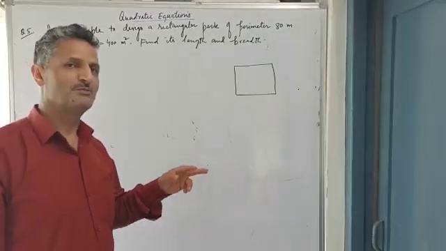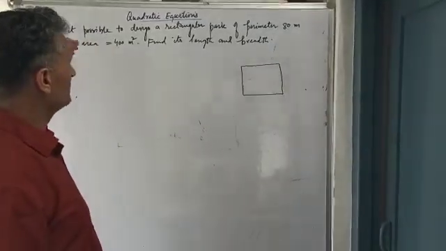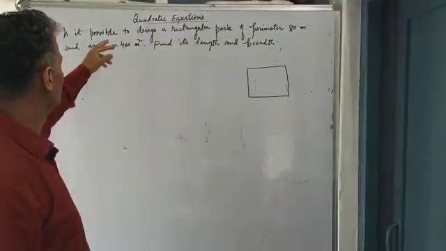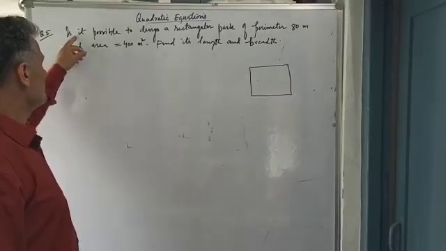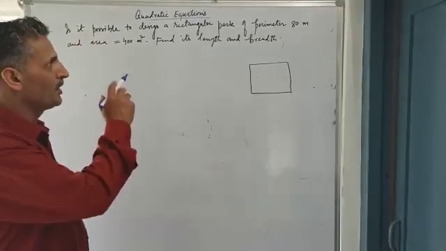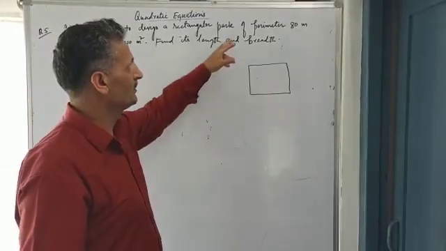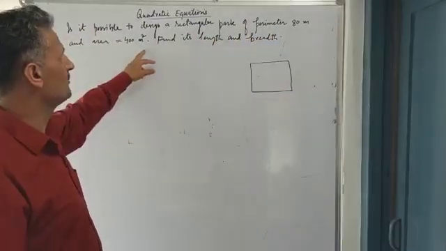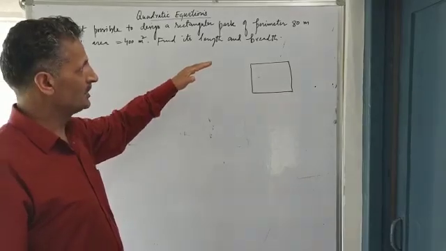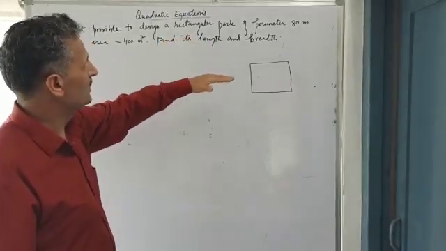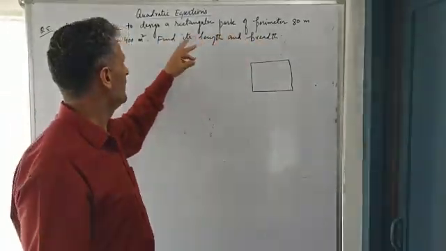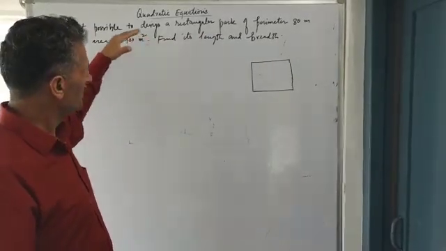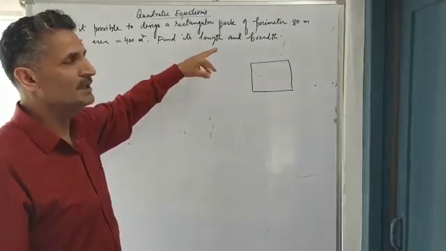Yes, children, we will do question number 5 here of the same exercise 4.4 quadratic equations. What is the question? Is it possible to design a rectangular park of perimeter 80 meter, and area 400 meter square? What is given? Is it possible that the perimeter can be 80 meter and area can be 400 meter square? If it is possible, then find its length and breadth.